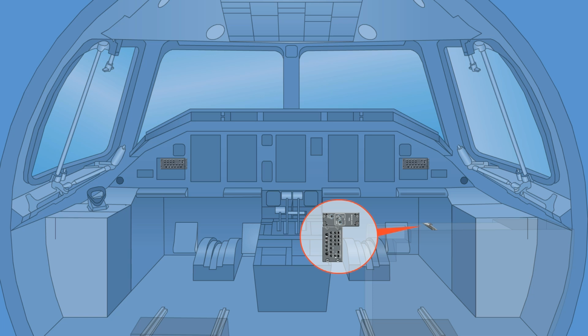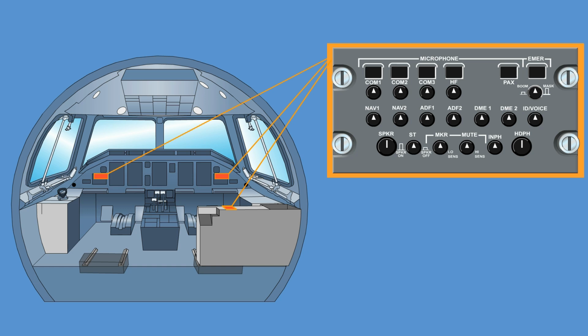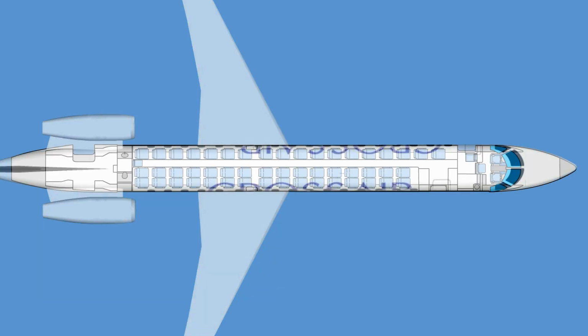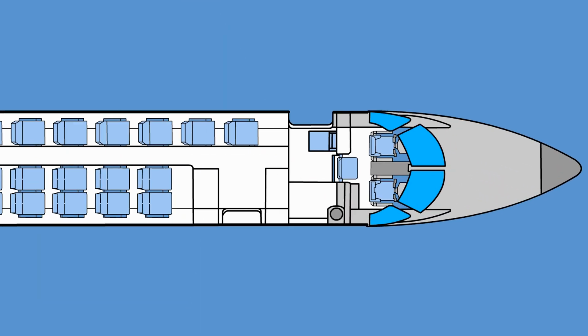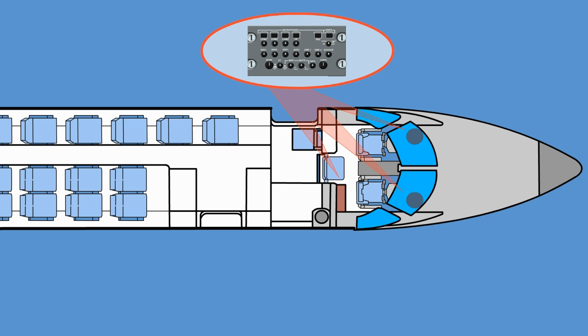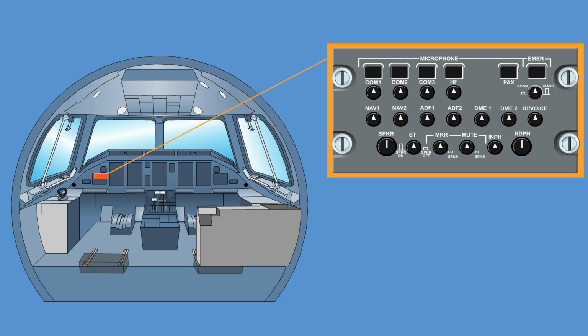The airplane is equipped with an audio integrating system, which is controlled by 3 digital audio panels. 2 are installed in the main panel, and 1 on the right-hand rear console. The pilot digital audio panel is installed on the main panel, left-hand side. The co-pilot digital audio panel is installed on the main panel, right-hand side, and the observer digital audio panel is installed on the right-hand rear console.